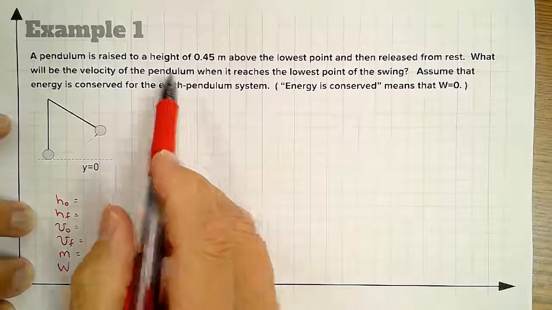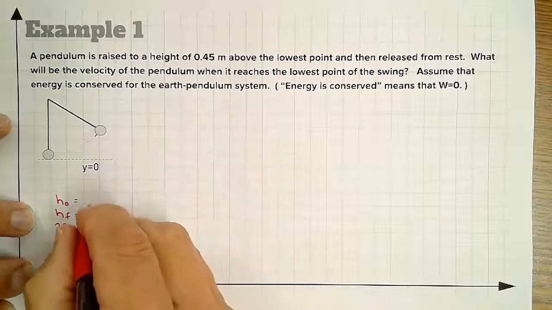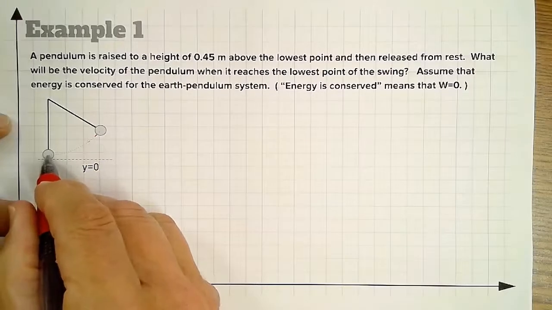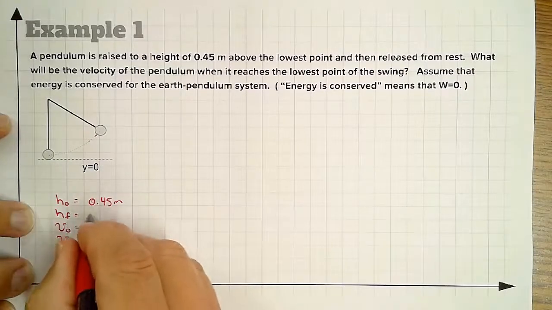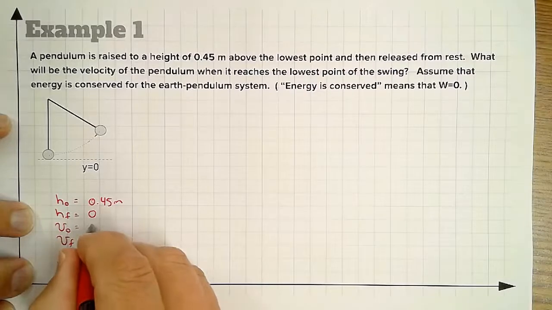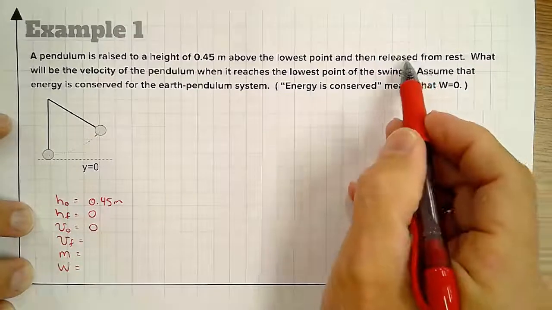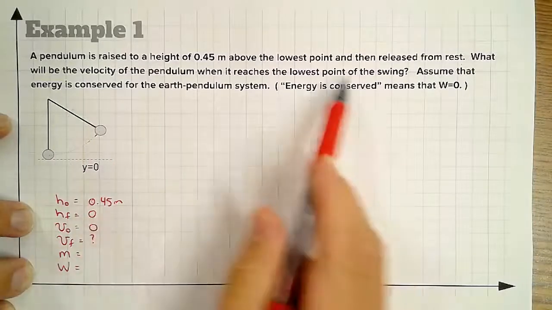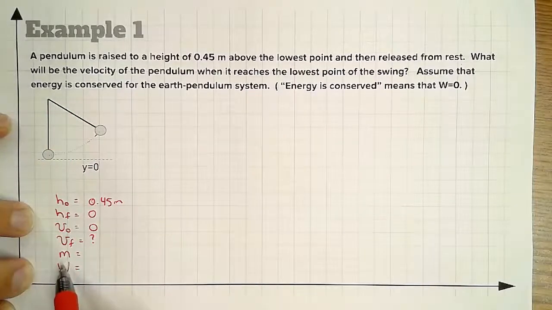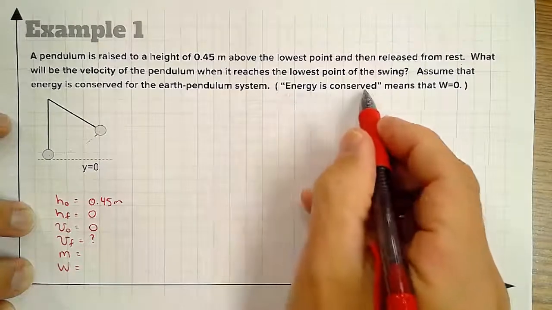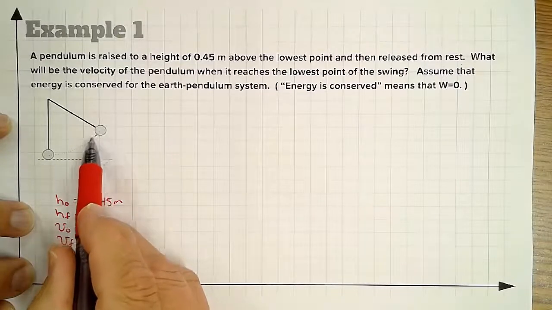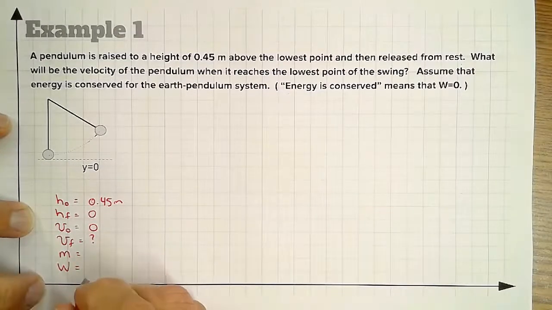Okay? It's raised to an initial height of 0.45, so this is 0.45 meters, and at the end of the problem, it's at the ground here, so h final equals 0. It's released from rest, so the initial velocity is 0 because it says it's released from rest. And we are trying to find the final velocity. Nowhere in this problem is the mass given, so we do not have the mass. But because energy is conserved, no energy is added to or removed from the system. So we're ignoring the effects of air resistance as it swings down. There's no other sources where energy is lost, so this is going to be 0.